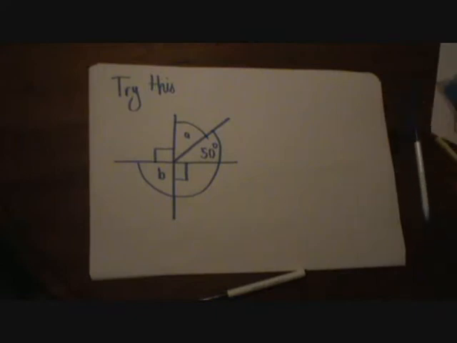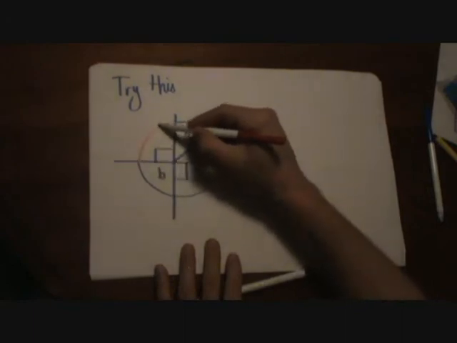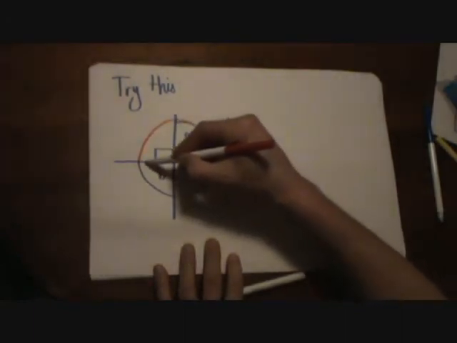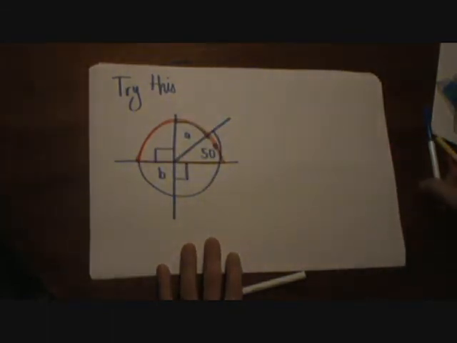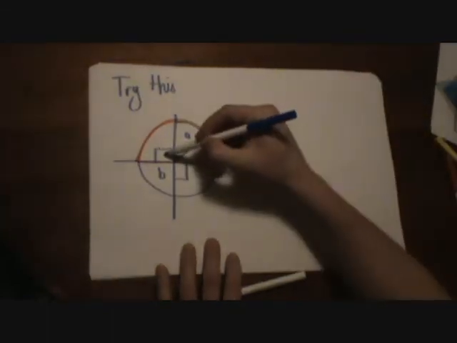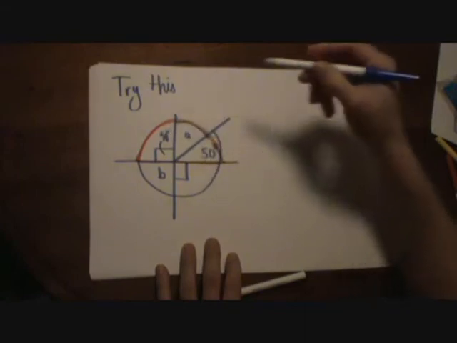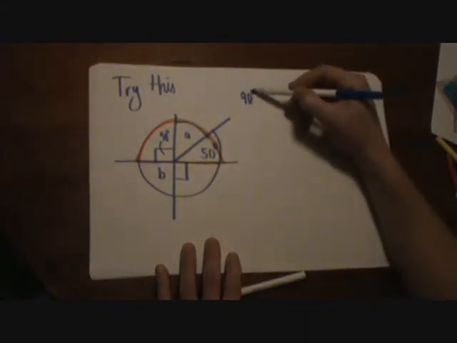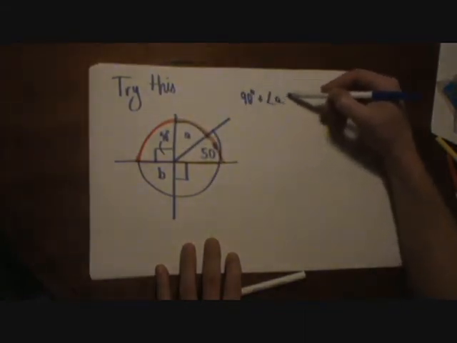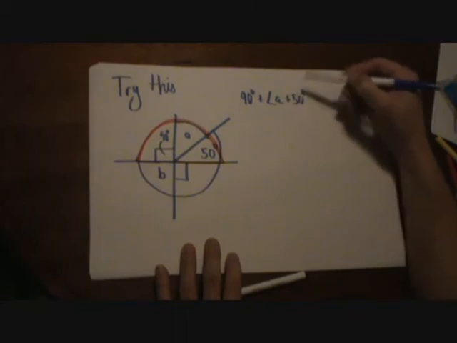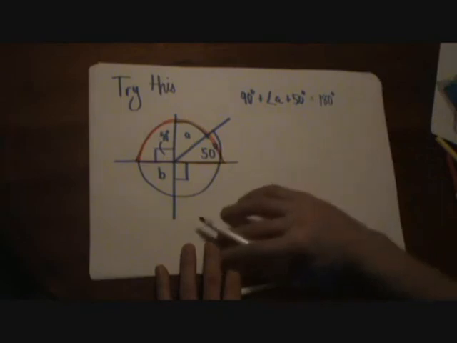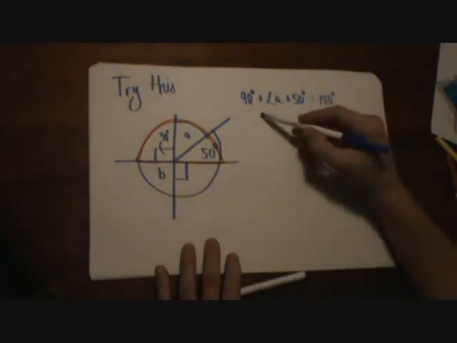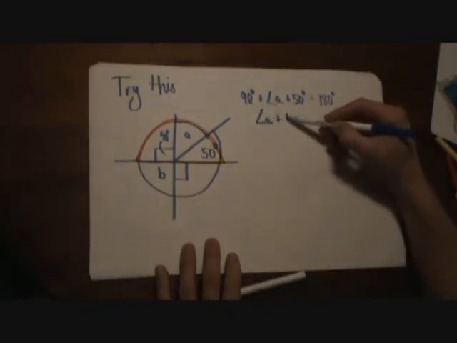Alright, here's your answer. I know I have a half circle right here. That's got to end up equaling 180 degrees. Don't forget, when you have these little squares in the corner, they're worth 90 degrees each. So that's a 90 right there. So what I really have here is 90 plus A plus the 50 degrees equals a half circle, which is 180 degrees. To figure out what the A is, all I've got to do is subtract the 90 and 50 from the 180.